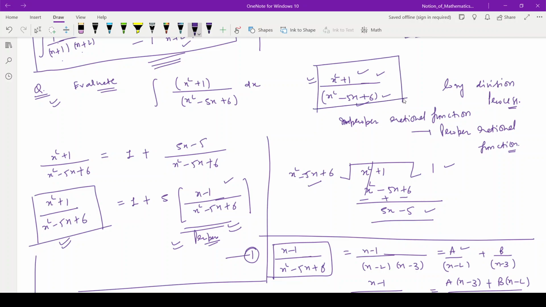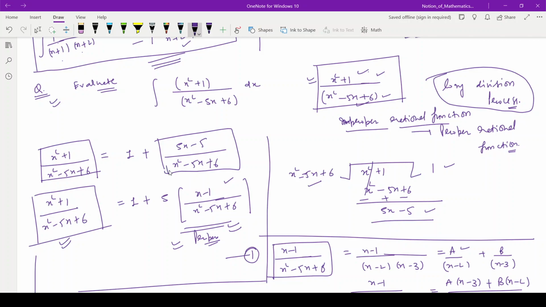given is not a proper rational function, it is an improper rational function. Improper rational function, why? Because here the degree of numerator is not less than the degree of denominator. So what we will do here, we will apply the long division process. So by the long division process, I can convert this improper rational function into a proper rational function. How? So for that, I have divided this numerator by this denominator here.